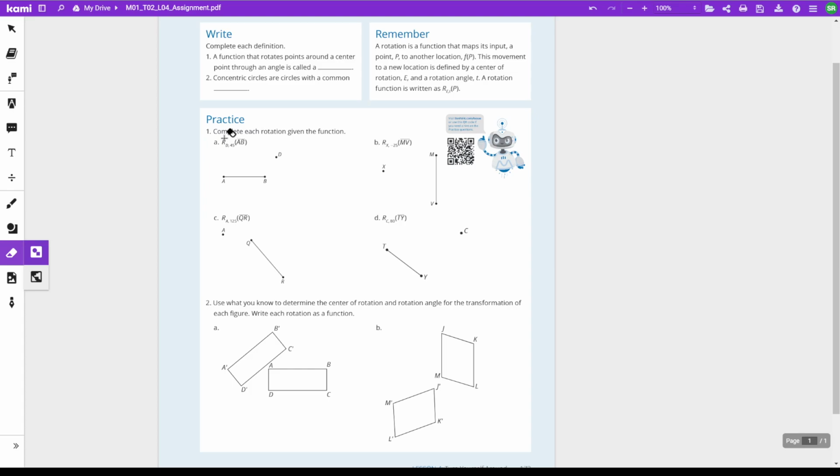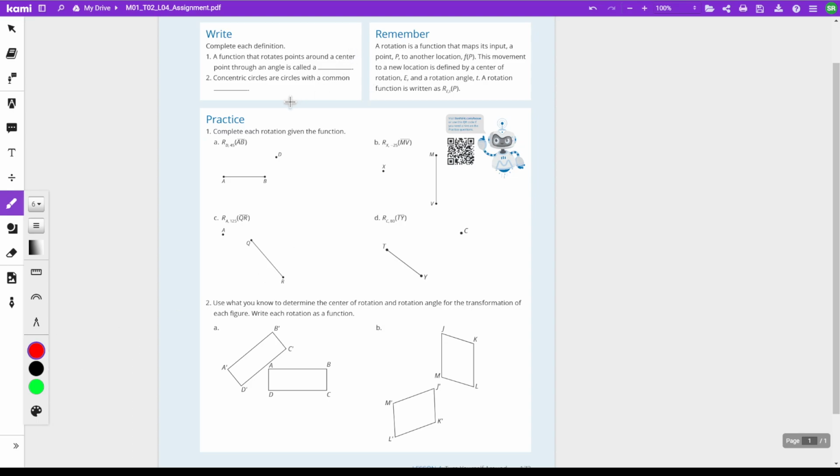rotate, right? So R for rotate, line segment AB in reference to this line segment, about the center of rotation D, which is in reference to this point D, 45 degrees in the positive direction. So the first thing you kind of need to know is what is positive and what is negative in terms of rotation.